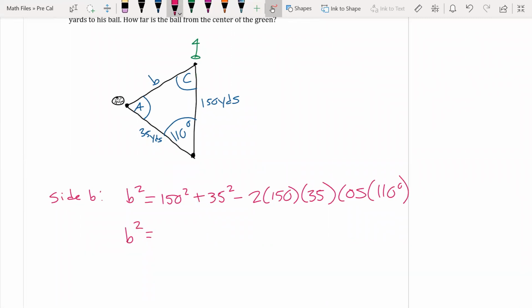And type all this in. 150 squared plus 35 squared minus 2 times 150 times 35 times the cosine of 110. And I get 27,316.21. Square root both sides, and we get that the golf ball is 165.28 yards from the green.